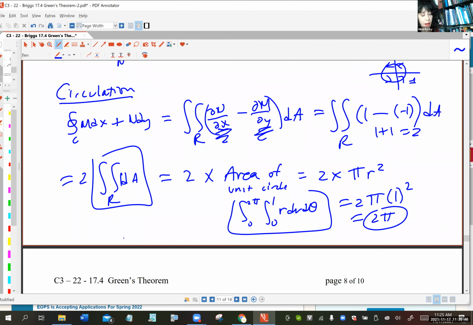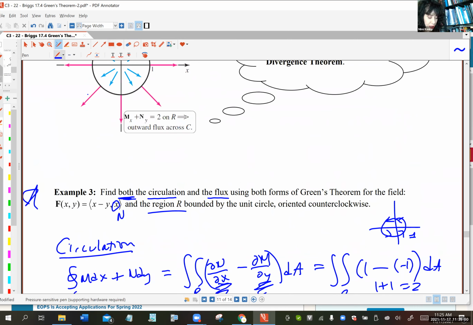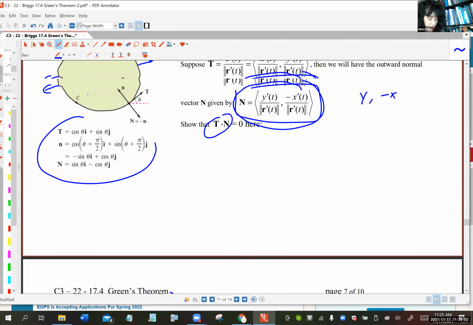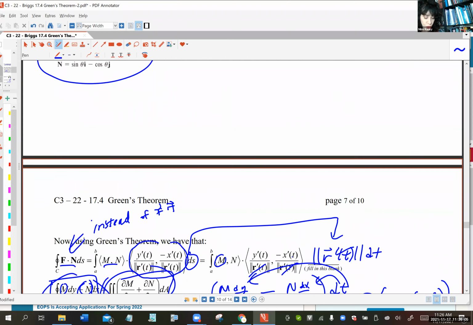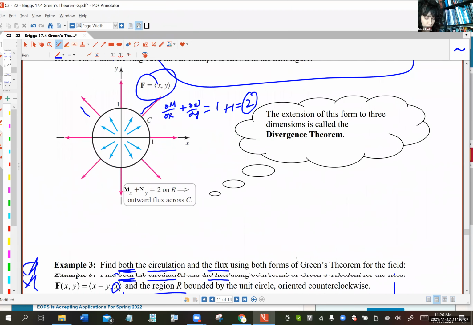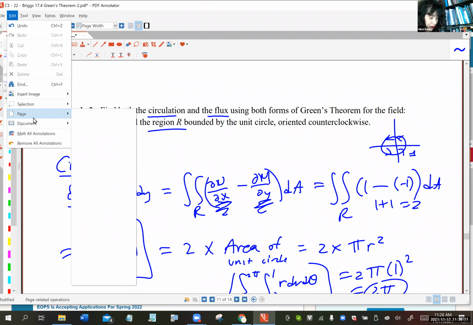So because that's a positive answer, what it would mean is if we stuck our little paddle wheel into our jacuzzi back here, it would be rotating, it would be spinning, and it would be spinning in the counterclockwise direction. Okay, that's our circulation.